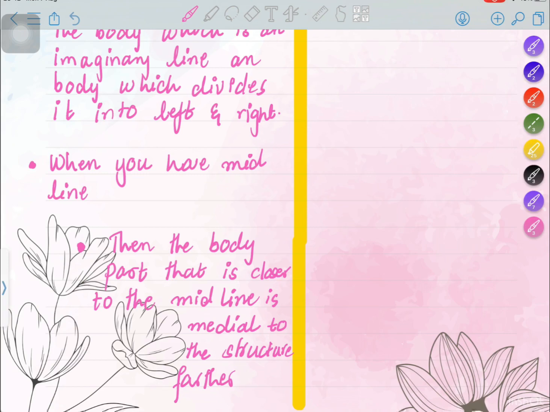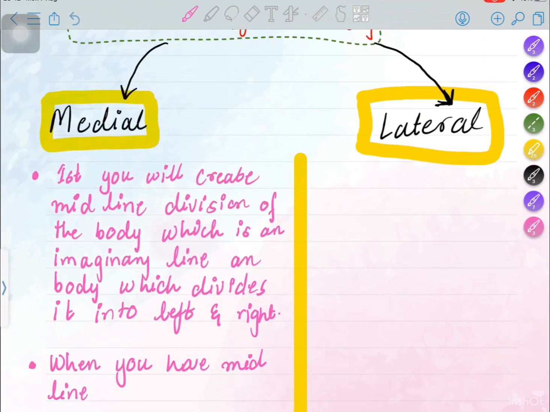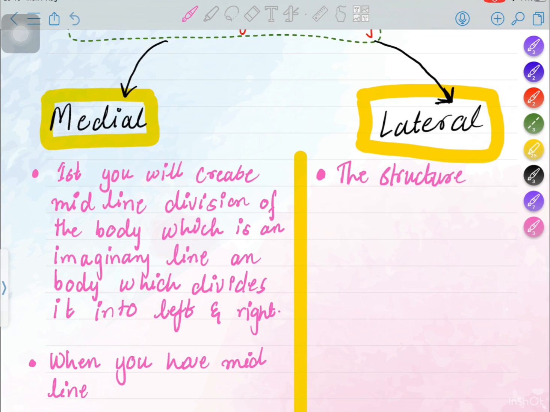So over here, I'm going to give you some examples. If you see here, your pinky finger is medial to the thumb. If you stand in anatomical position, always stand in anatomical position, you see your pinky finger is more closely related to the midline than your thumb, correct? So the pinky finger is medial to the thumb.